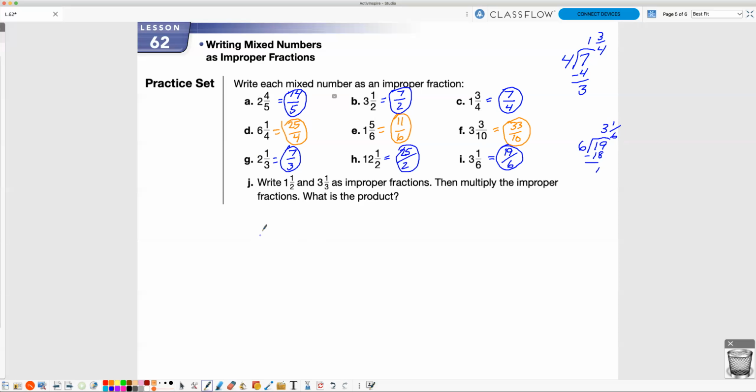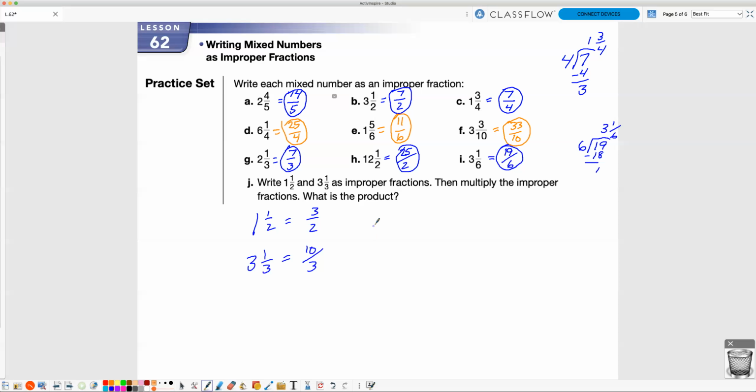Letter J, write 1 1/2 and 3 1/3 as improper fractions, then multiply the improper fractions. What is the product? So 1 and 1/2 equals 2 times 1 plus 1. So 2 times 1 is 2, plus 1 makes 3 halves. And 3 and 1/3 is the same as 3 times 3, which is 9, plus 1 makes 10 over 3.